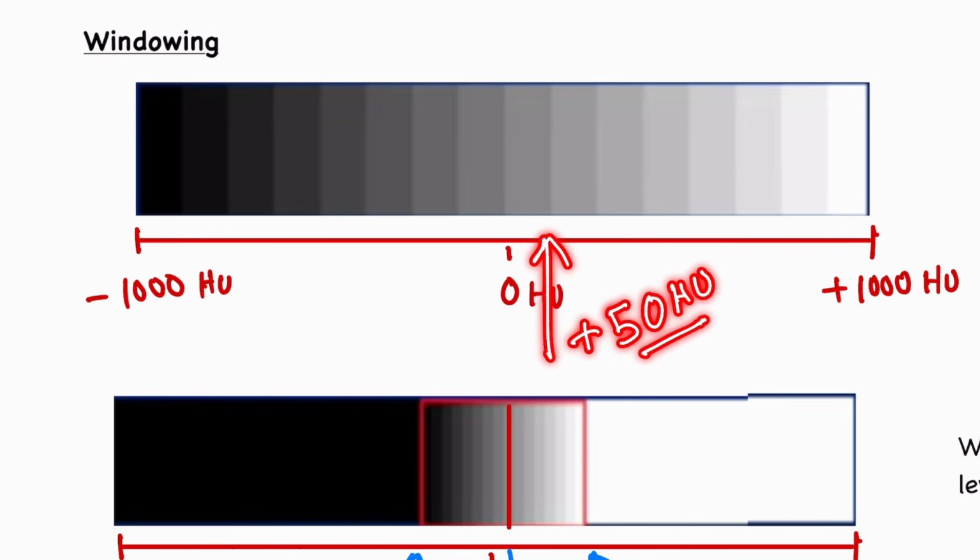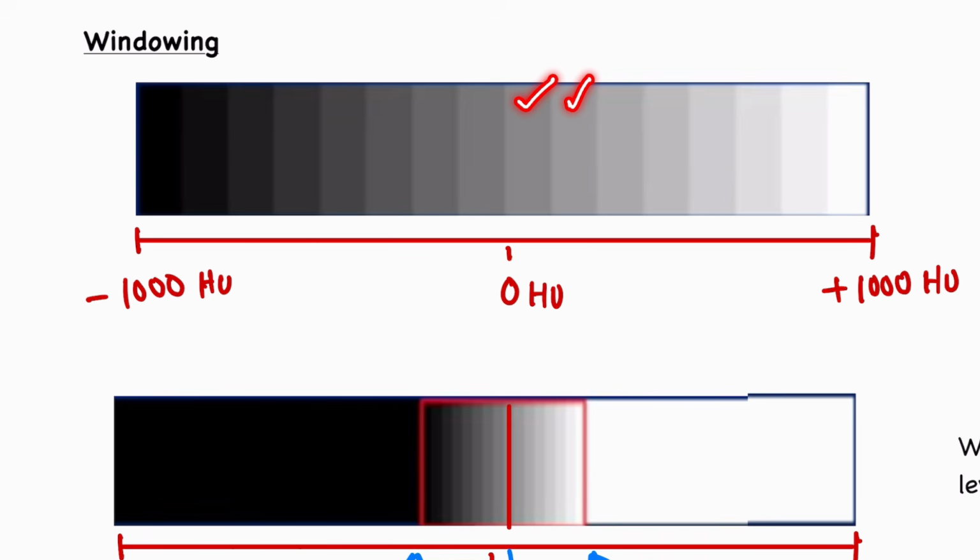So if there is even the slightest pathology, or the slightest change in density in the Hounsfield unit of soft tissue, do you think that this small change in the shade of gray is perceivable by the human eye? No, the human eye cannot perceive these very small, minute changes in the shades of gray.